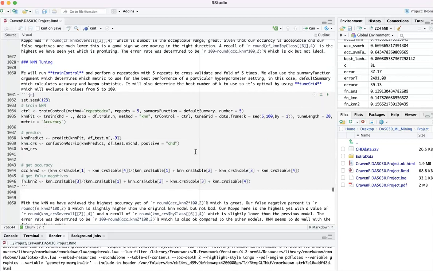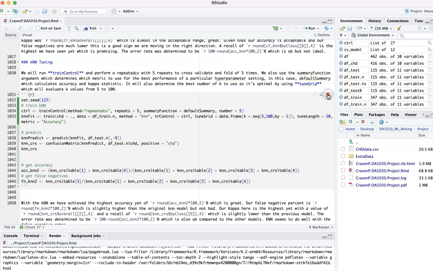So I went to look into tuning. I did train control using repeats of 5 and 5 folds. I also looked at K values from 5 to 100 and used accuracy as my metric.